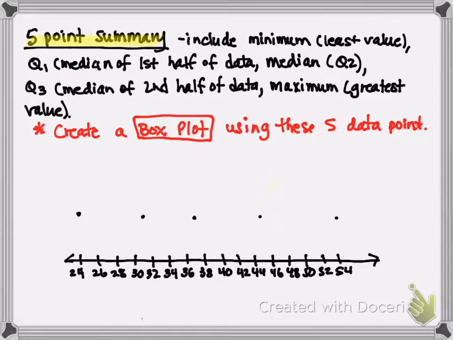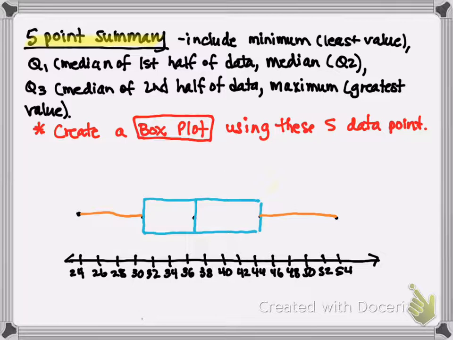So what we do to create the box is we go to the 3 medians and they create the box. So I draw 3 vertical lines, 1 through each of the medians. So I'm going to do it in a different color, just make it stand out. And I connect them to make a box. And then we connect the box to the minimum and the maximum.